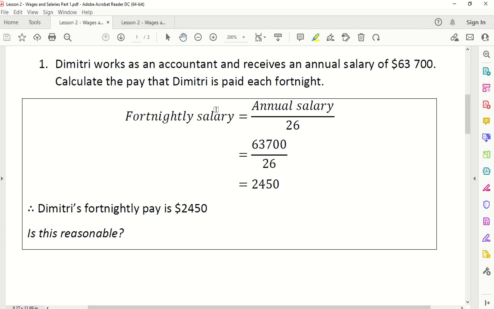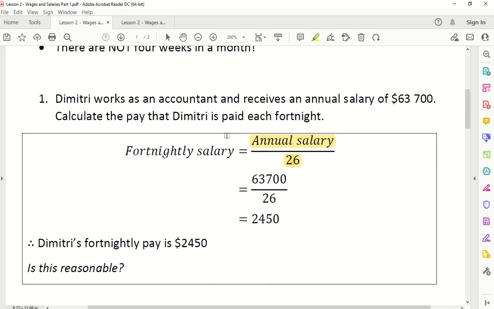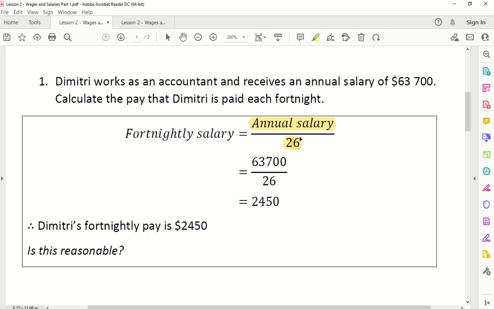So to determine fortnightly salary, we take Dimitri's annual salary divided by 26. Why 26? Well, that's because there are 26 fortnights in a year. So fortnightly salary, 63,700 divided by 26 gives me 2,450. And of course, worded question, worded answer, Dimitri's fortnightly pay is $2,450.